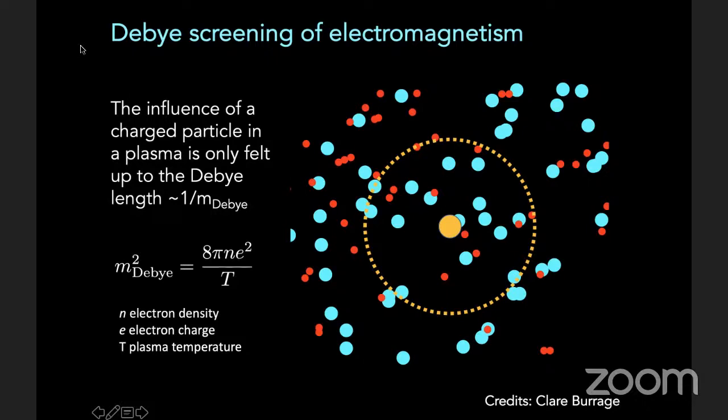Now, the point is you can phrase this situation as if the photon, which is the mediator of electromagnetism, has acquired a mass within this charged environment, and so electromagnetism has become finite range. So this is not completely crazy, okay? This is something that can exist, and this is called the Debye screening of electromagnetism. So it's not completely ridiculous as an idea.